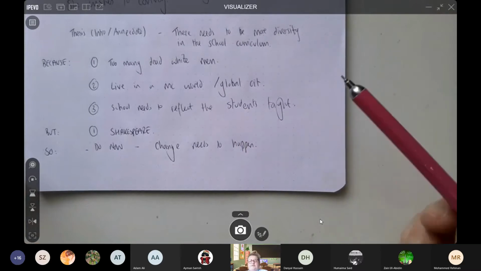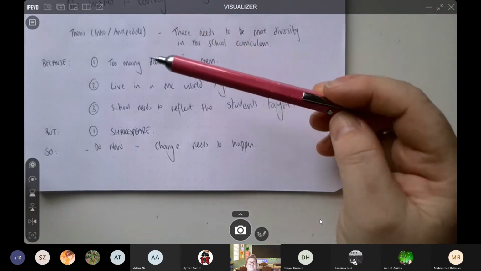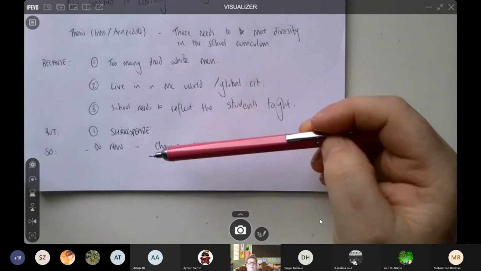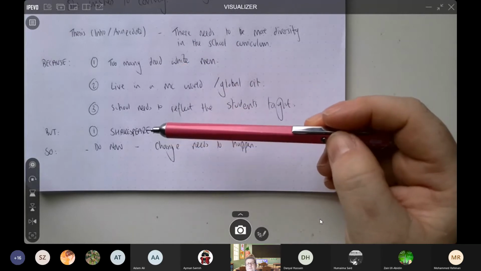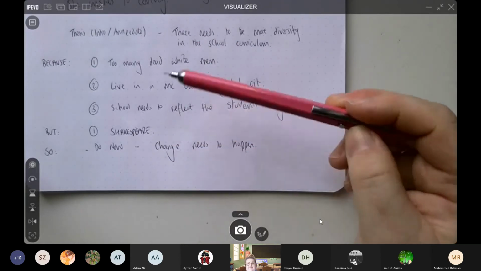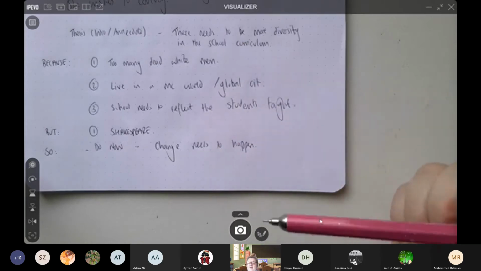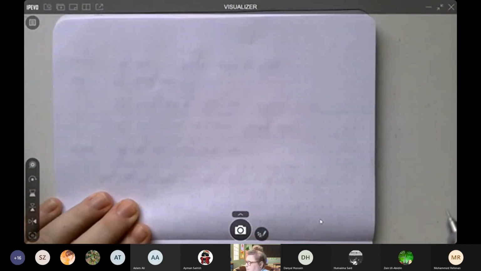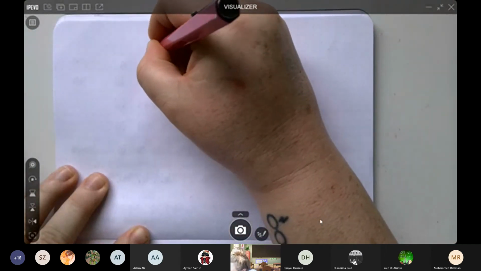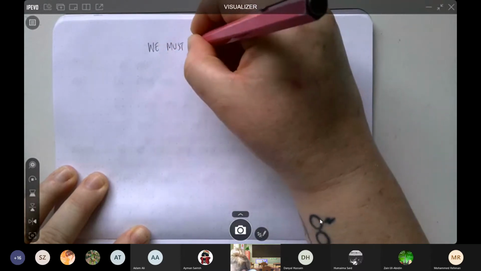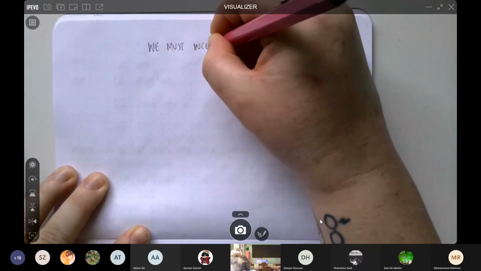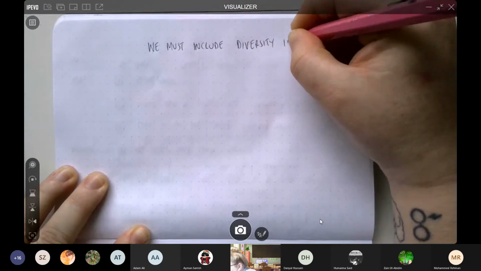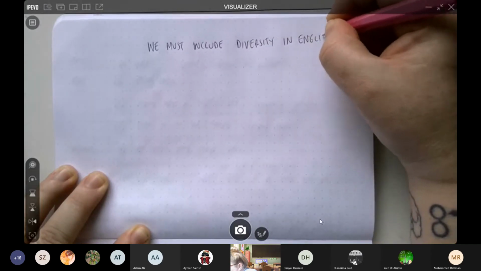Okay, so very quickly, you'll see that it's very similar in some ways to the 5-sentence plan, but instead of these being sentences, they're more about really big ideas. And then I need to take that information and turn it into my article. So, for example, my headline might be, we must include diversity in English. That might be my headline.